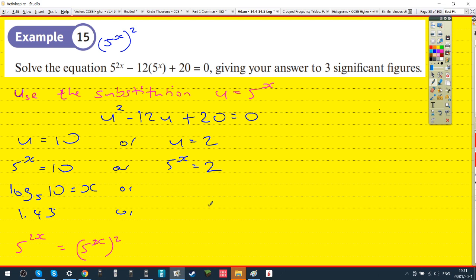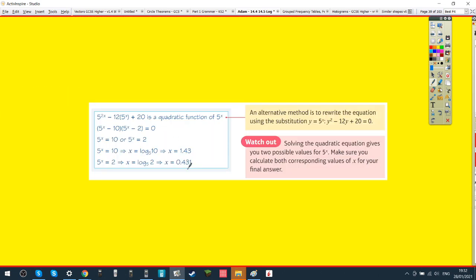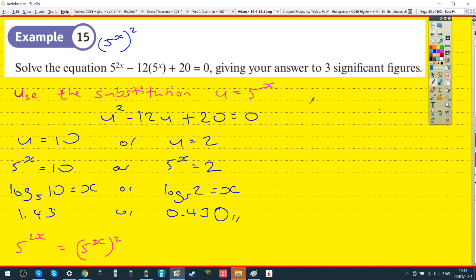The other one would be log 2 base 5. Which gives you 0.43. Would the 0 be counted as a figure? Not if it's at the beginning, so I'd give one more. There's another 0 after that. That's fine then, if that's how it works out. Did it round to 4? It was 6 after that, so it'd be 1.431.